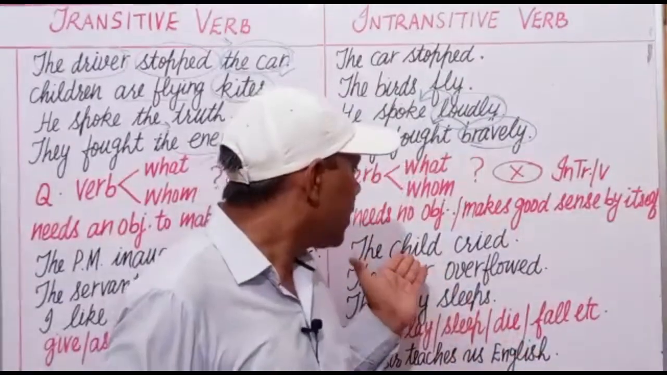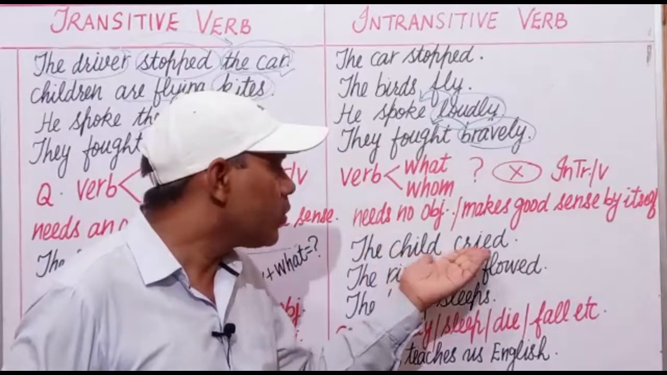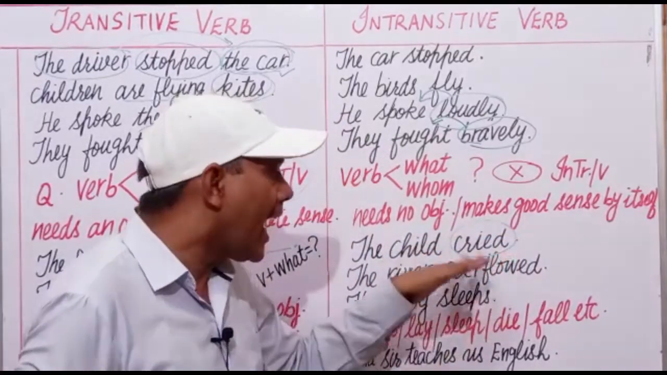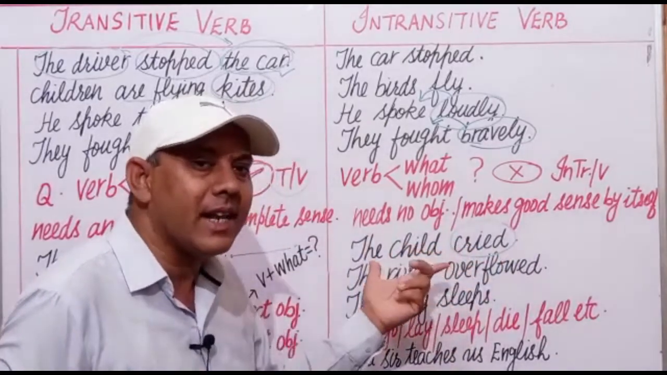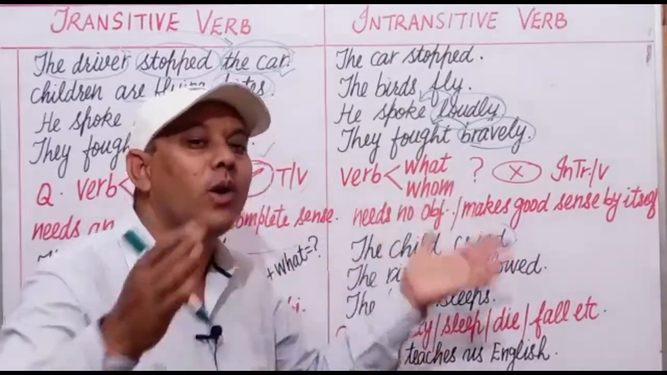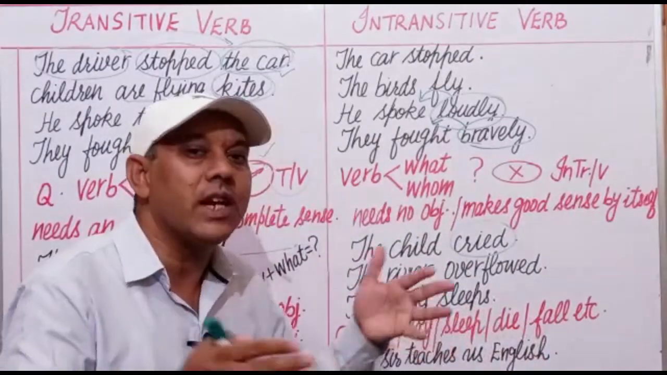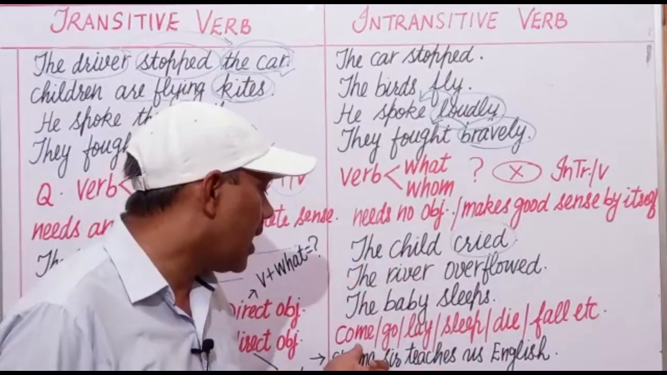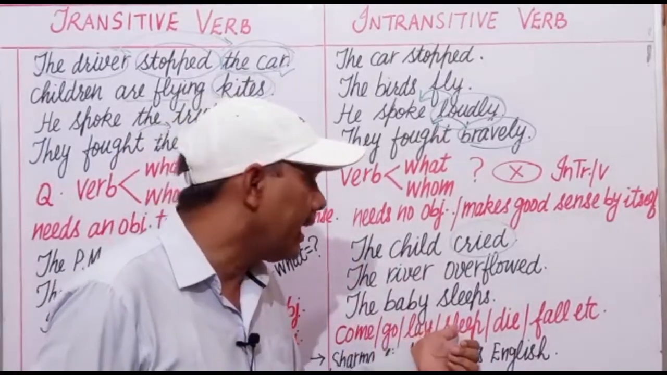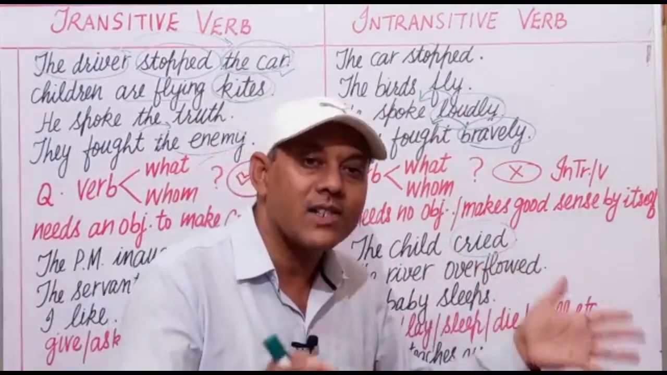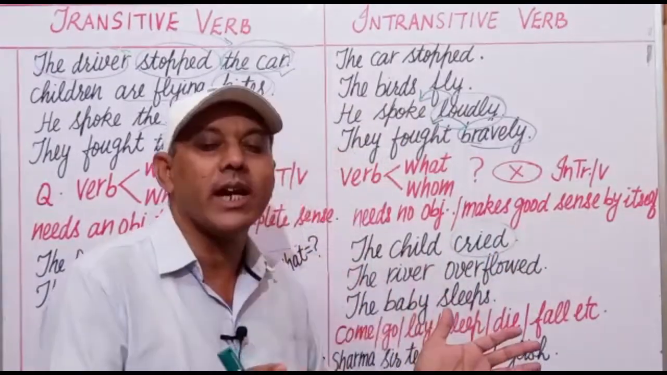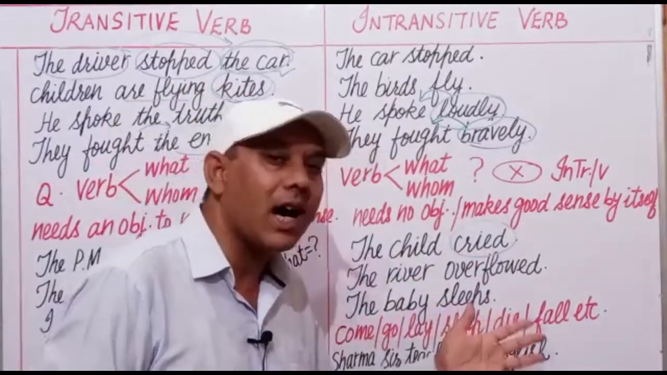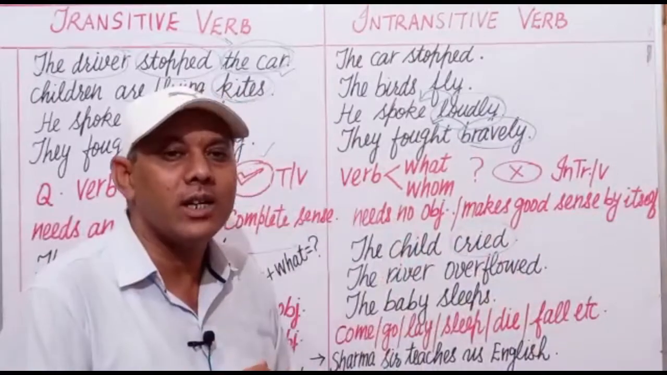Now, the child cried. This verb cried needs no object to complete its meaning. It has a complete meaning by itself. The river overflowed. The baby sleeps. We can say that a few verbs, come, go, lay, sleep, die, fall, etc., need no object to complete the sense of the sentence. That is why these verbs are known as intransitive verbs.